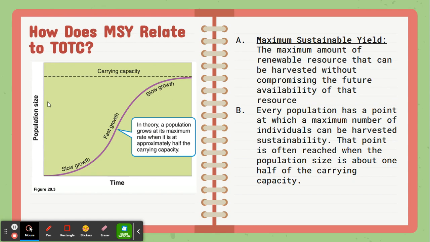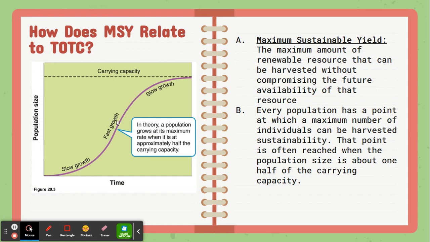So here it states in B, every population has a point at which a maximum number of individuals or items can be harvested sustainably. The point is often reached when that population size is about 1/2 of the carrying capacity. So that would be kind of known as your maximum sustainable yield there. So you can see in the graph to the left, here it states, in theory, a population grows at its maximum rate when it is at approximately half of its carrying capacity. Notice how it's actually growing exponentially at this point in time.